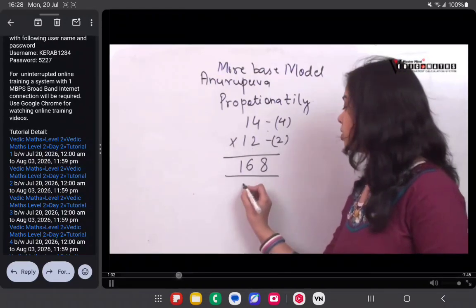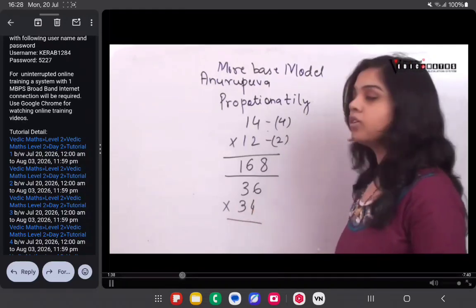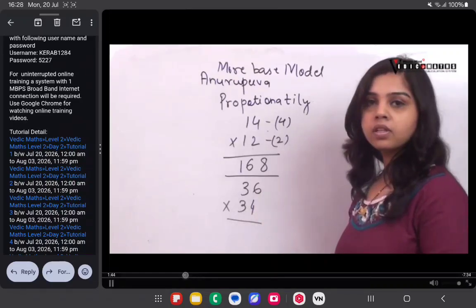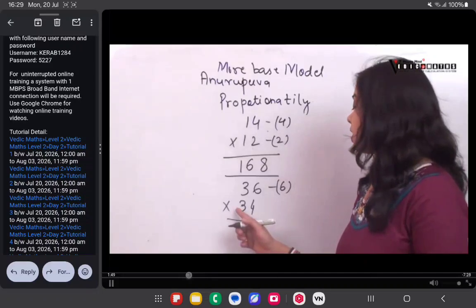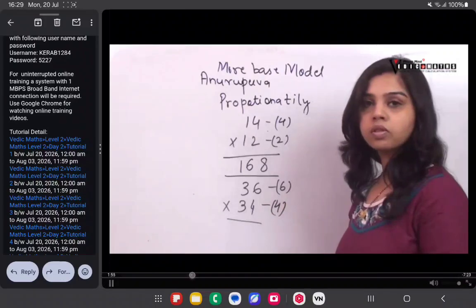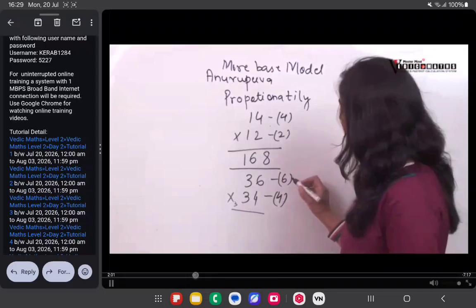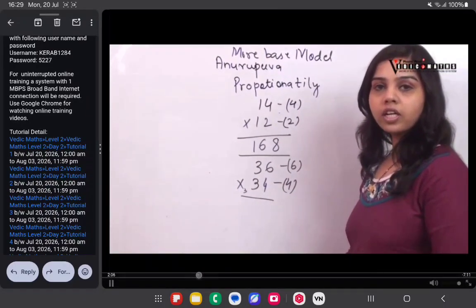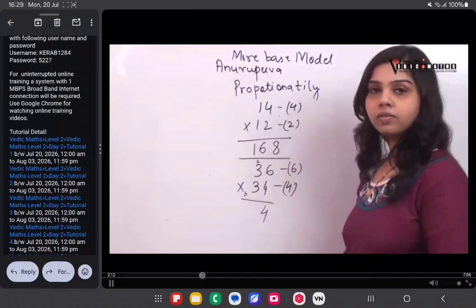Let's take one more example. 36 into 34. If we take the base of 36 as 30, our excess is 6. And the base of 34 is 30, so the excess is 4. Our base is 3. Our process is to multiply the excesses, 6 into 4. 6 into 4 is 24, that means 4 is here and 2 is carried forward.